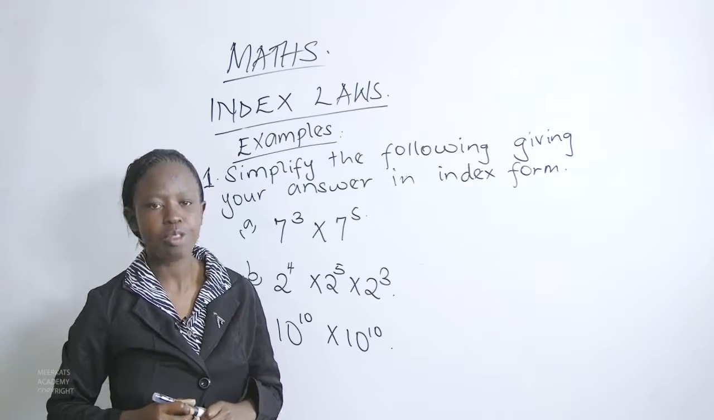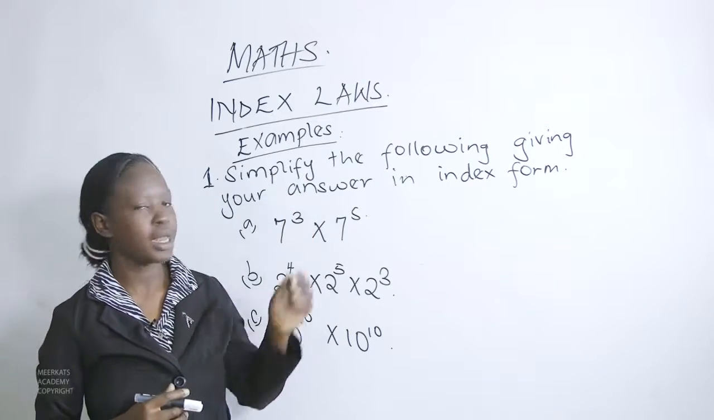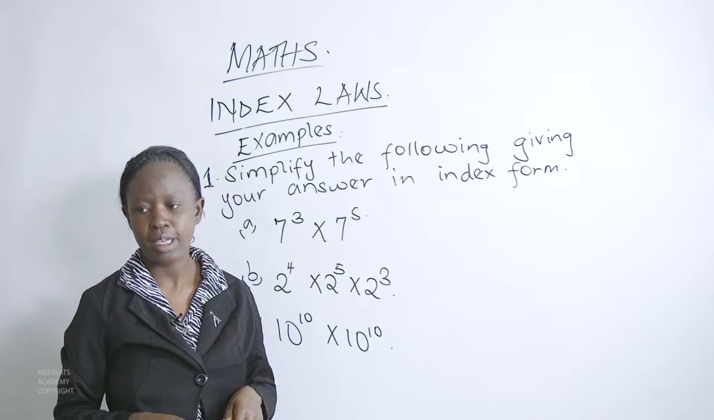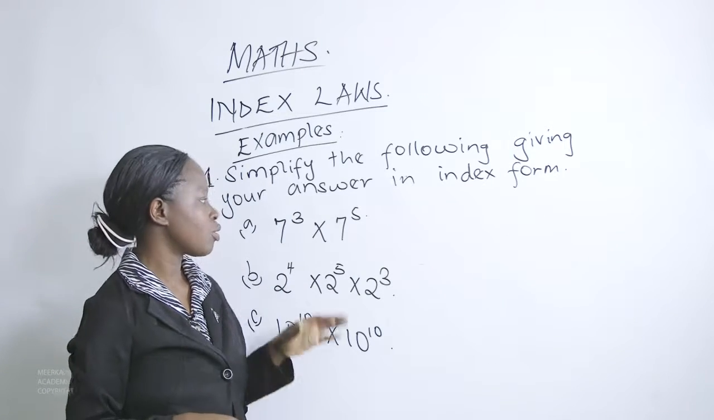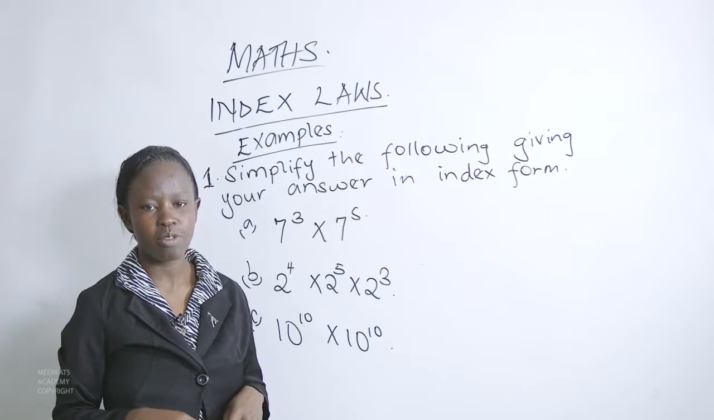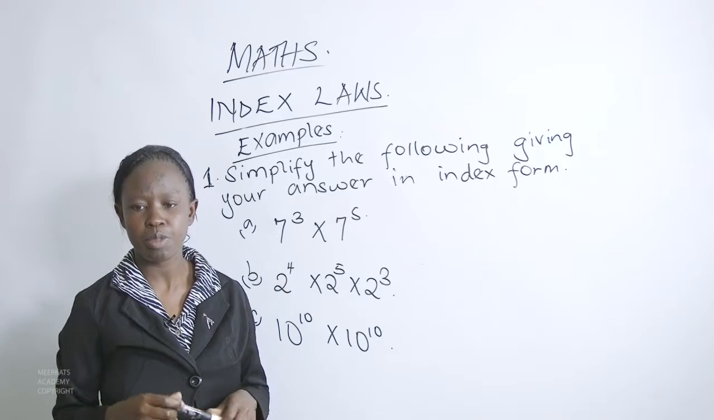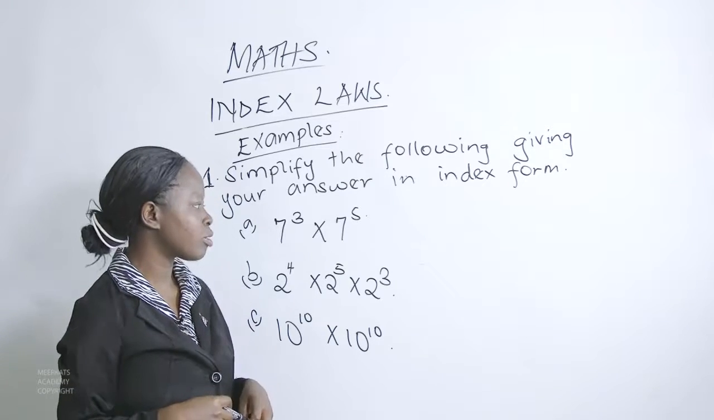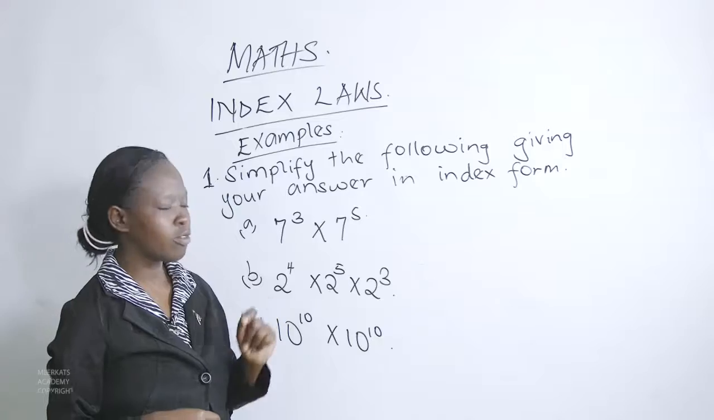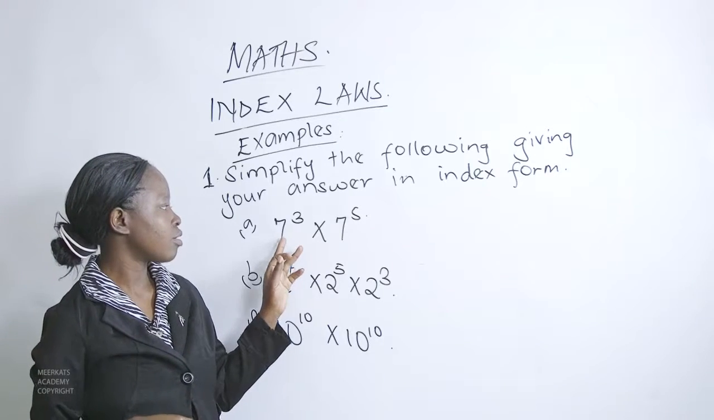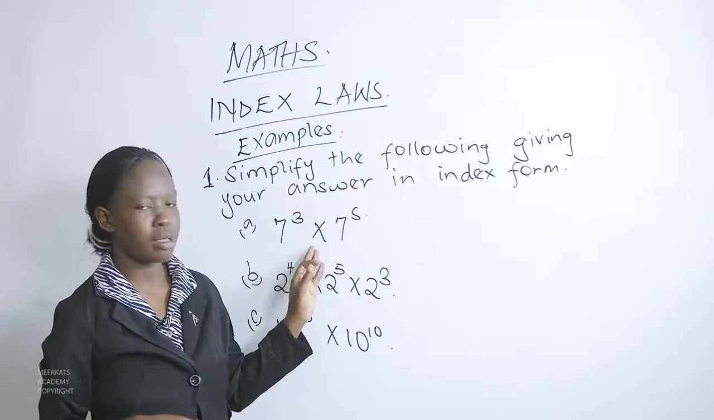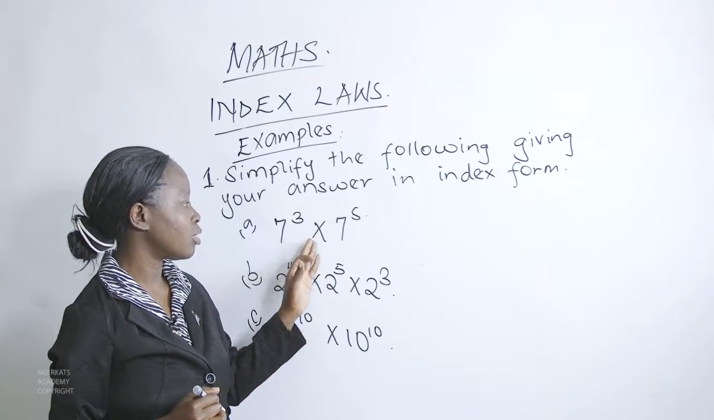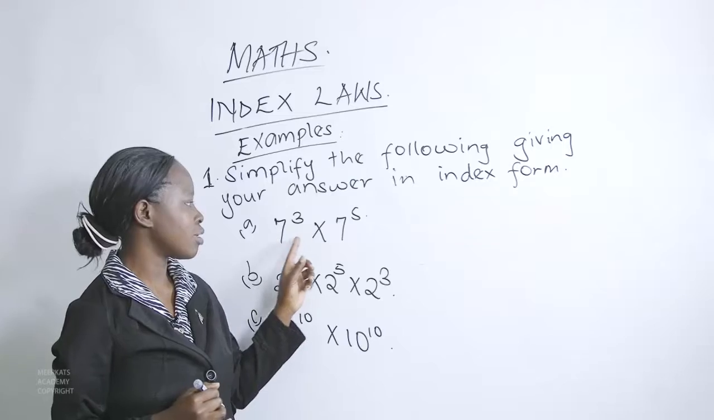So we have the questions on the board. We are required to simplify, giving our answer in index form. In simplifying, we first find out which law we are supposed to apply, keeping in mind that we have the three laws. In the first case, we are looking at 7 to the power of 3 times 7 to the power of 5. So we have multiplication, and our base is the same.